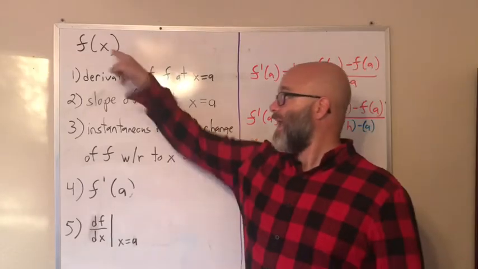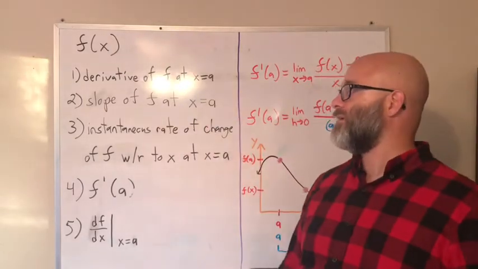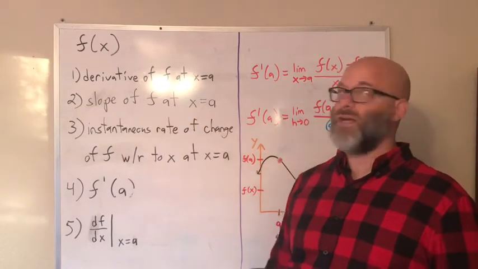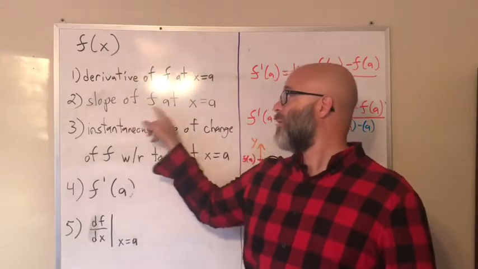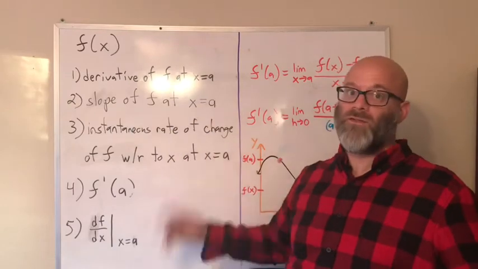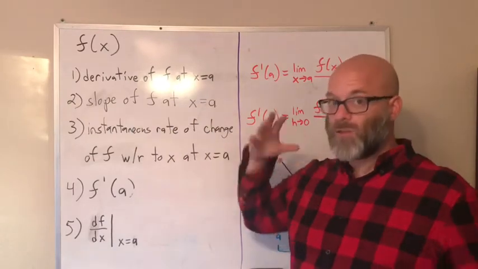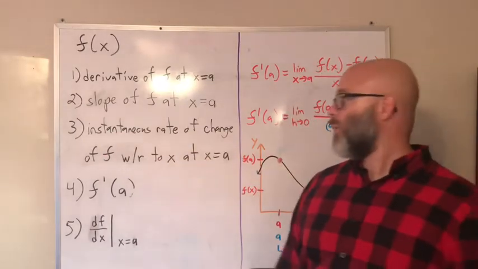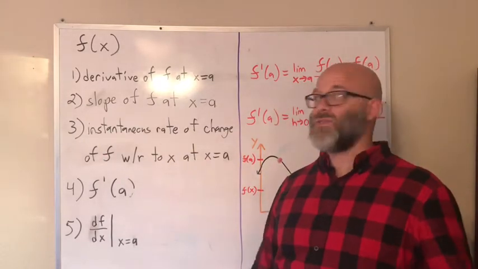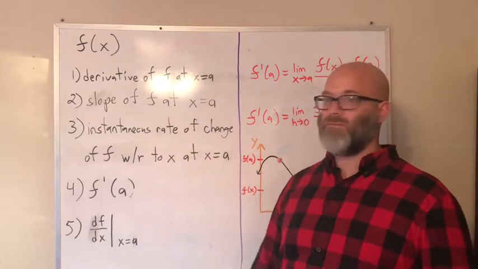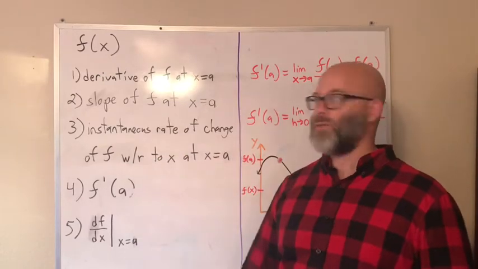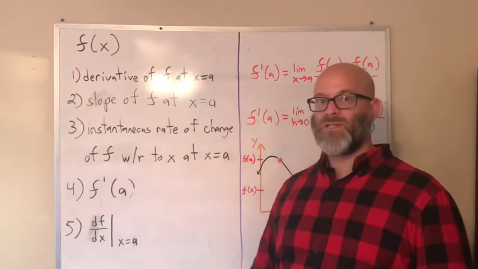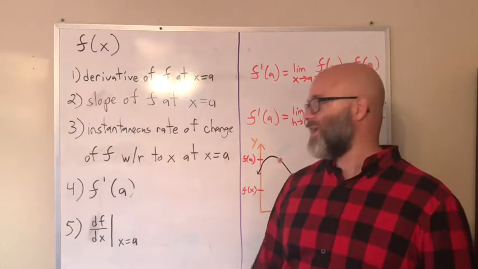The derivative of f at x equals a is going to be equivalent to the slope of f at x equals a. In other words, if you graph that f function, its slope at x equals a, that's the derivative of f at a. If you were thinking of it in terms of a rate of change, the instantaneous rate of change of f with respect to x at x equals a. All equivalent statements. That's also the derivative of f at x equals a. This is Newton's notation, f prime of a. What does it mean? It means the derivative of f at x equals a.